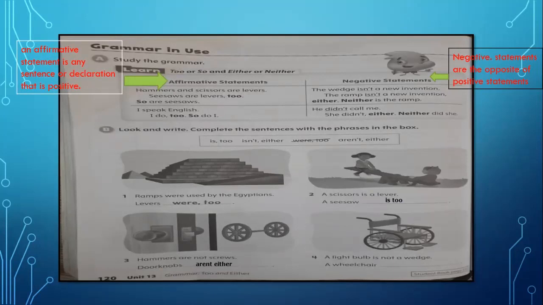Yes, Isa? A wheelchair isn't either. Yes, ma'am? A wheelchair isn't either. Just wait a minute. Yes, Isa? I can't understand where either and neither comes.